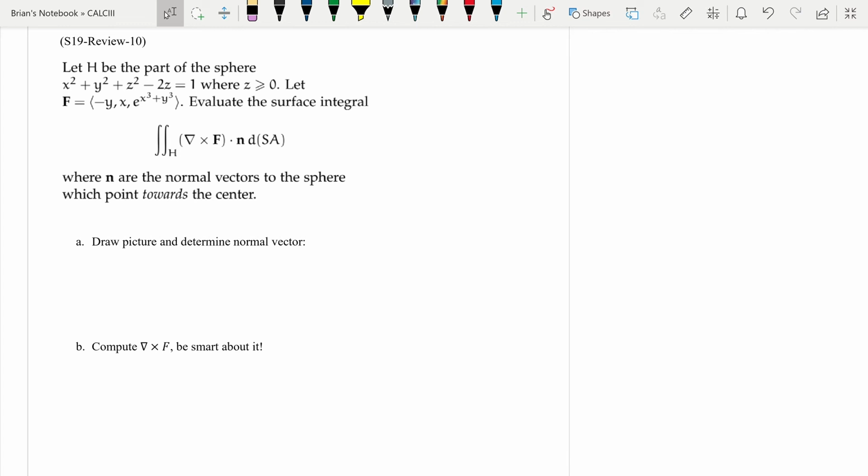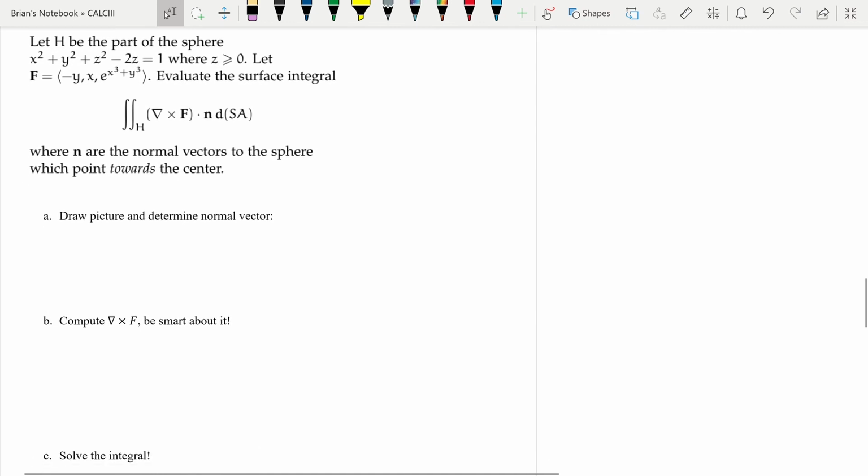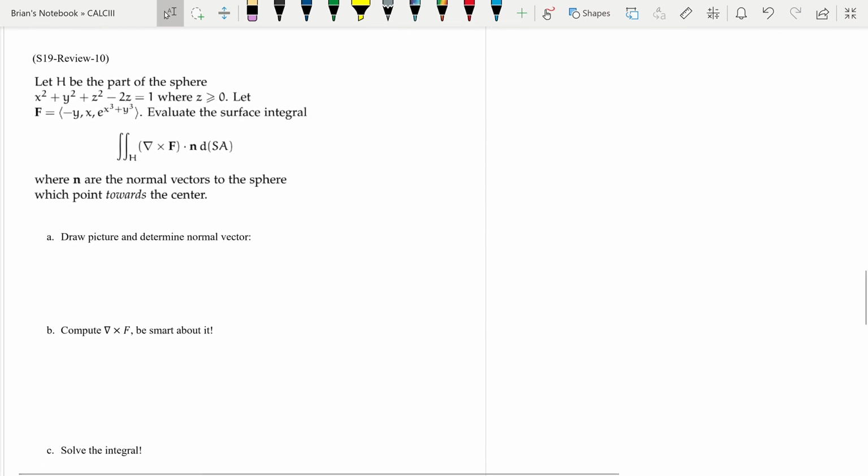So I think the trickiest part of this problem is drawing a picture and determining the normal vector. That is definitely a tricky part of this problem. So maybe we'll do that part together. We need to draw a picture, which means we need to know what the shape looks like.